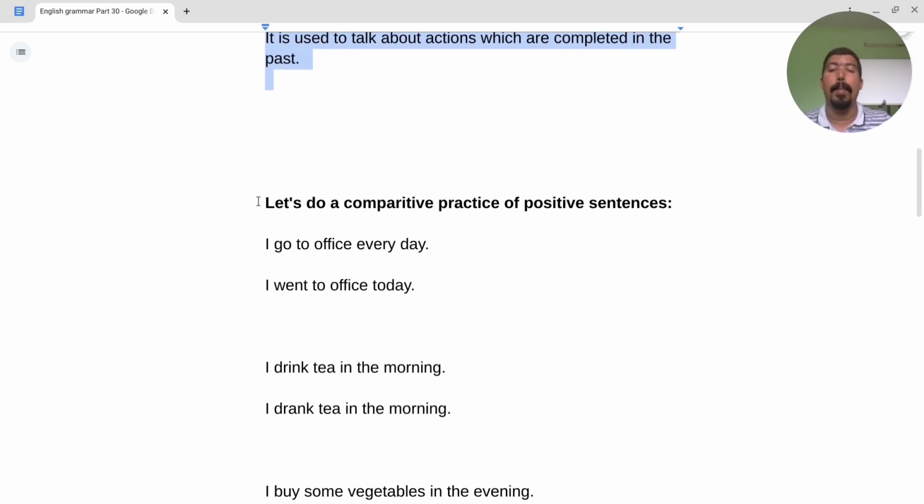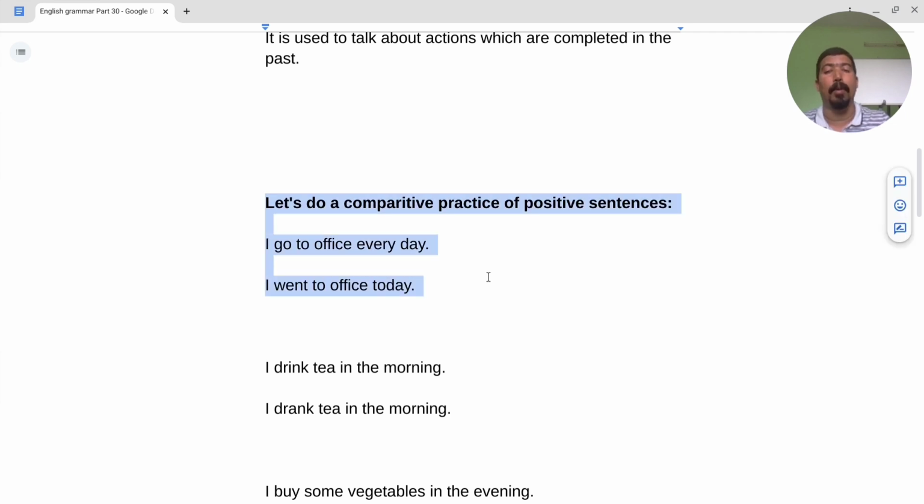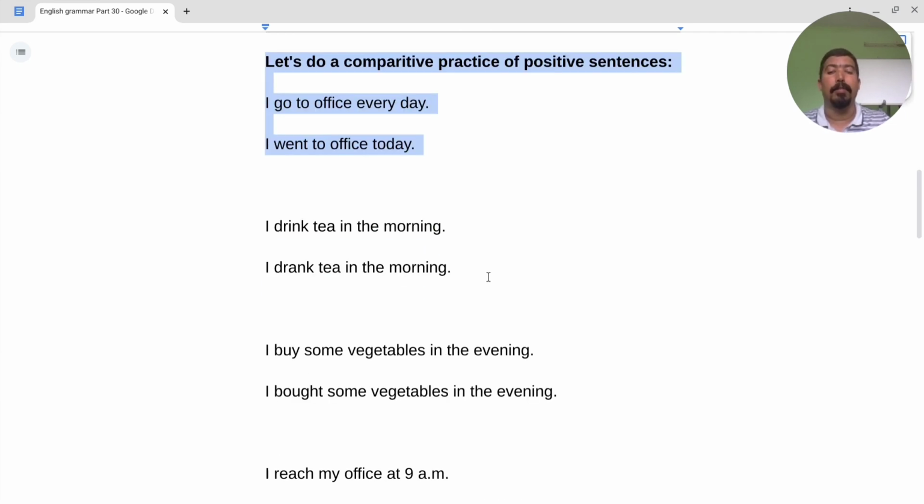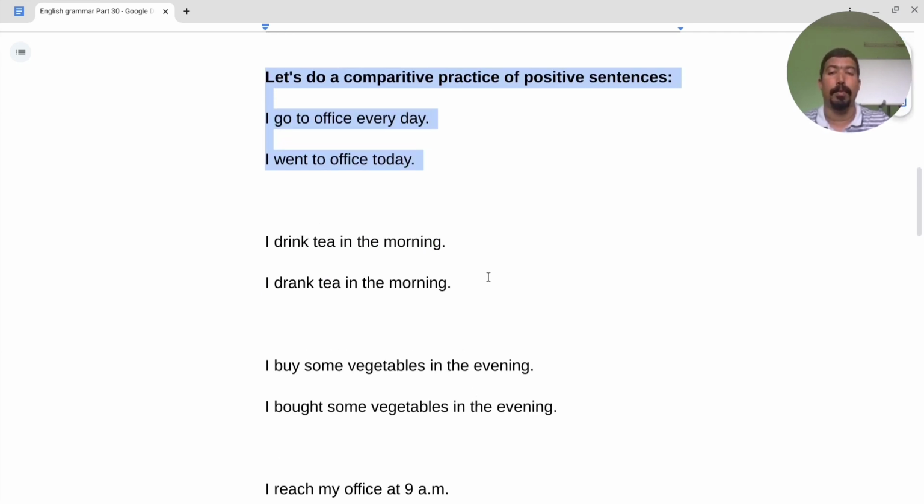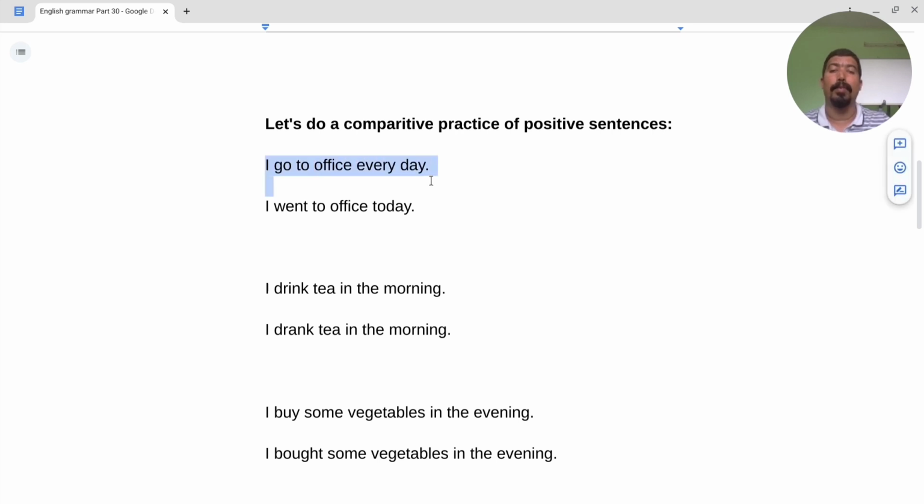So let us do a comparative practice so that you can understand from these examples. Let us do a comparative practice of positive sentences of simple present and past forms. I go to office every day. This means that you have a habit of going to office every day. This is repetitive in action. This is expressed in simple present tense.